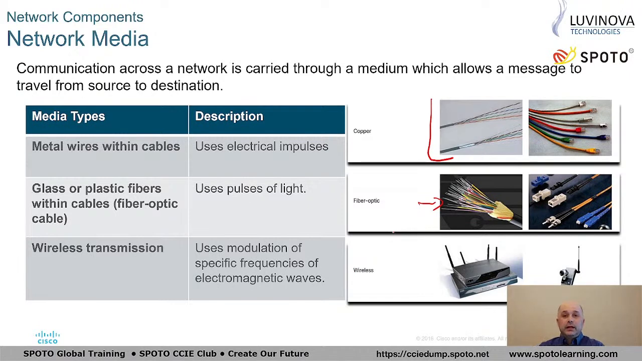Wireless transmission is made by wireless network or radio waves. Radio waves have frequencies, and some frequencies transmit better than others. That's why we have different wireless standards. We're going to talk about those standards later as well.